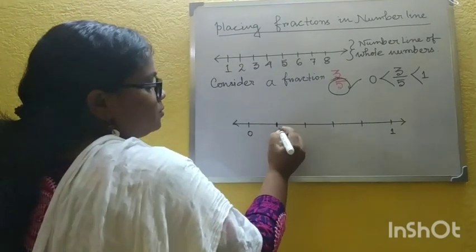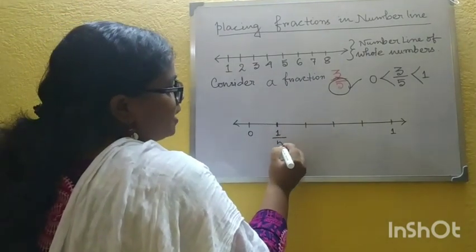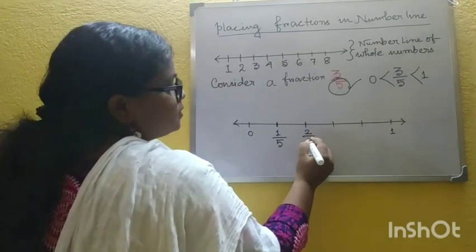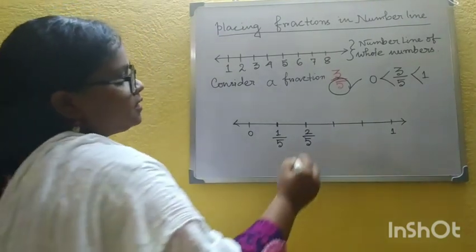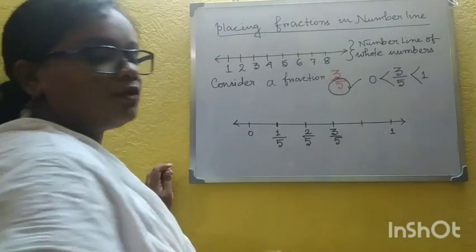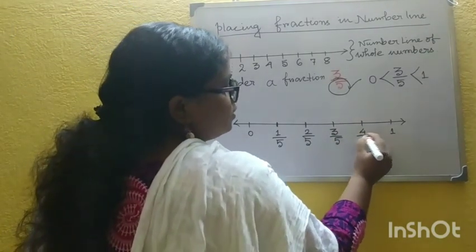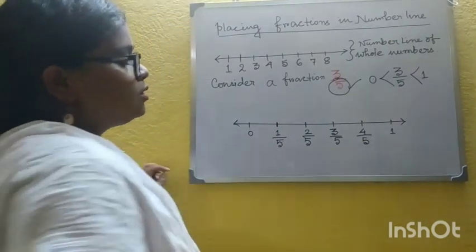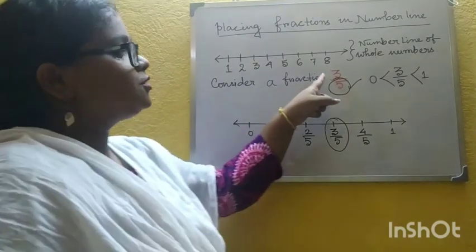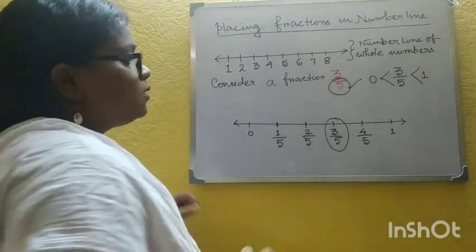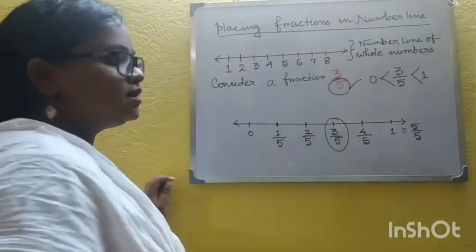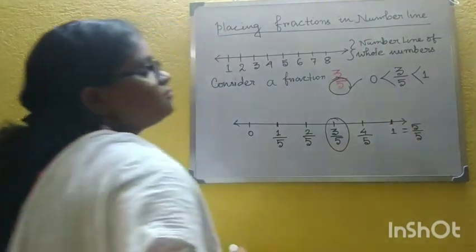The first point will be 1/5. The second point will be 2/5. The third point will be 3/5. And the fourth point will be 4/5. So, we got the required place for 3/5. 1 is 5/5. We know 5/5 is 1. So, here it is 5/5.